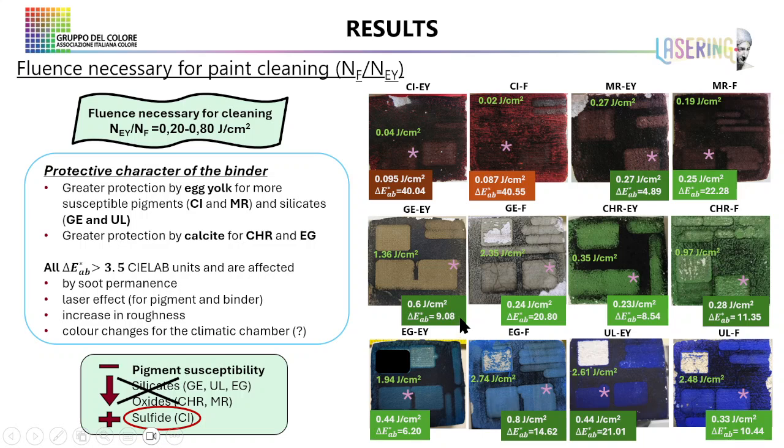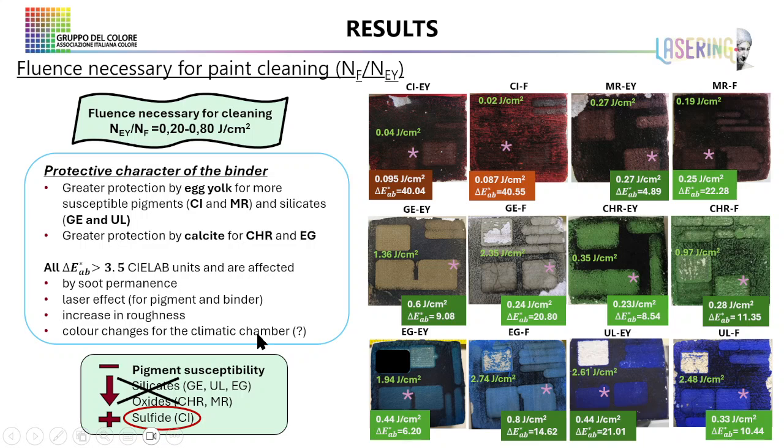From the point of view of colorimetric analysis, all the values of delta E are higher than the threshold value established before. This could be affected by different causes, such as soot remaining on the surfaces, lesser effects on the pigment or on the binder, some increase in roughness, and hypothetically, but still needing to be studied, some color changes because of the climatic chamber.